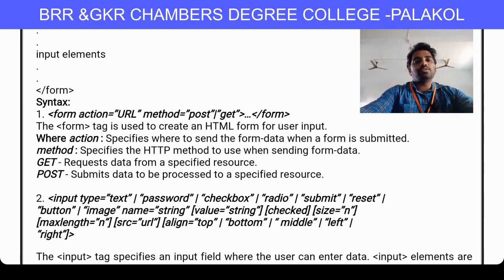Suppose you are creating a small form and you enter a text box. How to create the text box? Listen: input type is equal to text. Text means you are creating a text box. Input type checkbox creates a checkbox. Input type radio creates a radio button. Password, checkbox, radio buttons, etc. These are all the types you can use.